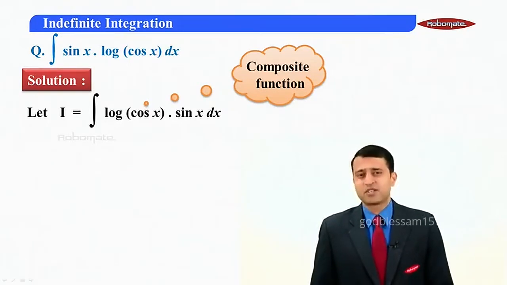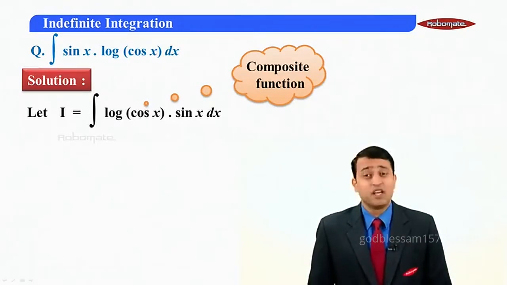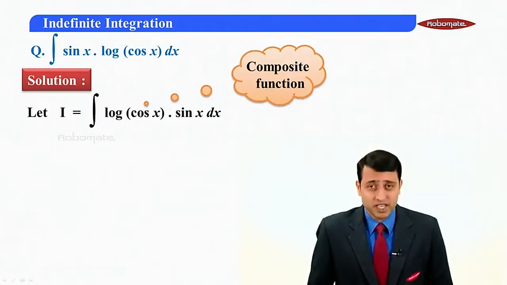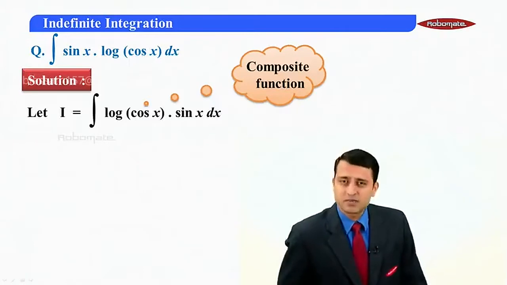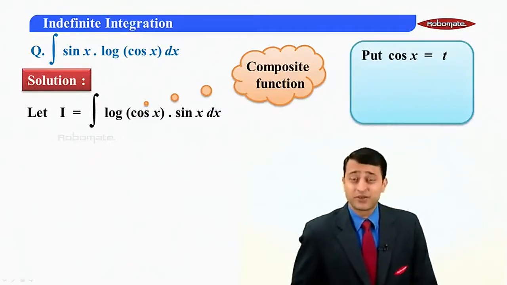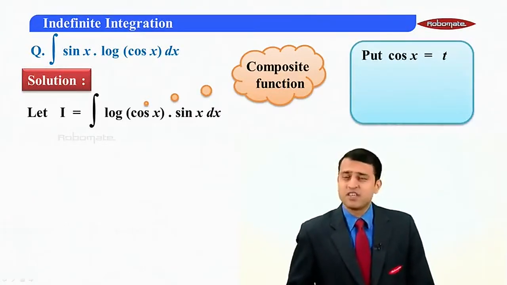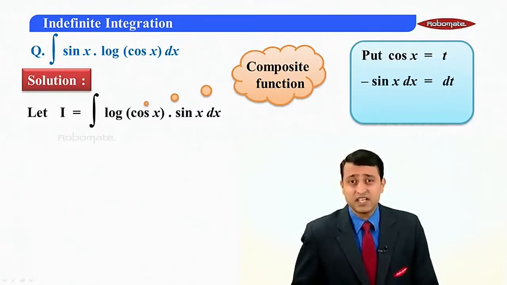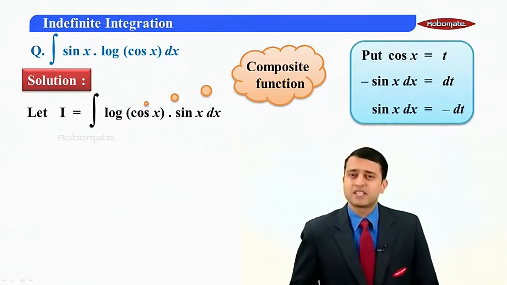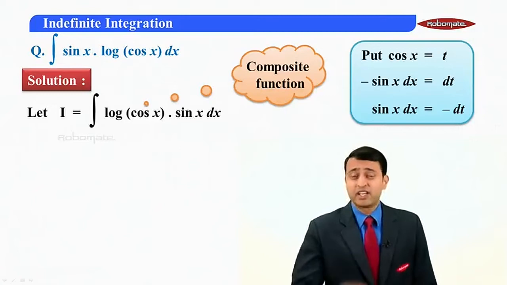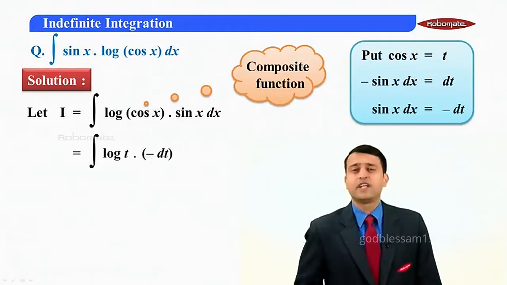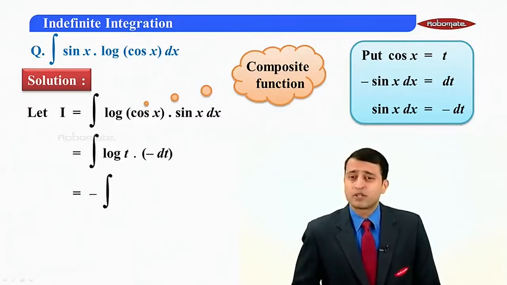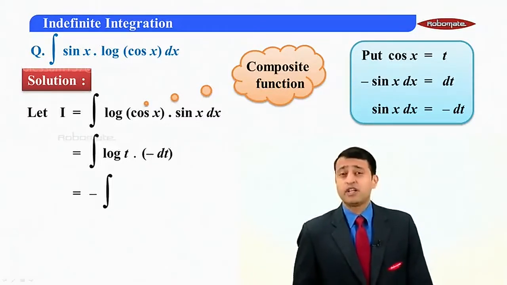So if I have a composite function, I am supposed to use a formula. We cannot apply any formula in this case, so I am supposed to use a substitution. It's but obvious the substitution will be cos x is equal to t. So if cos x is t, we get minus sin x dx is dt, or I can say sin x dx is minus dt. So the integral will look like integral of log t into minus of dt. Now my dear students, let's put the minus outside. What I'll get is log t dt.